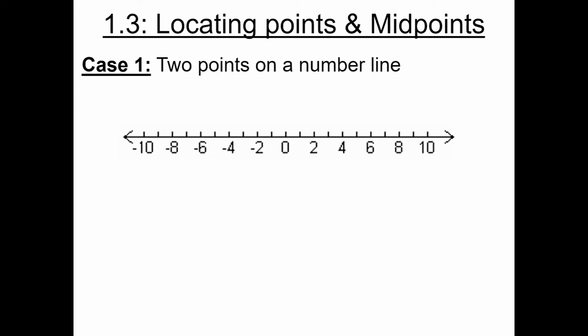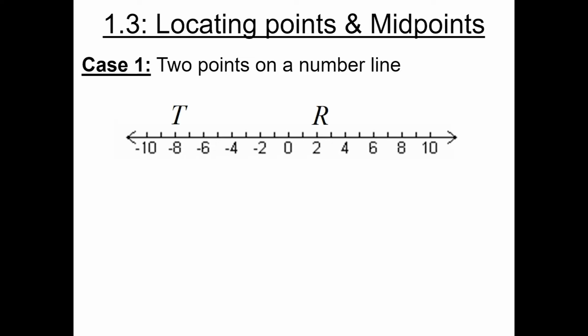Now, we want to be able to locate these midpoints, typically in the XY plane, but first we're going to start off with this first case that is on a number line. Suppose we have 2 points, T and R. T has coordinate -8, R has the coordinate 2. How in the world are we going to locate the midpoint if we think of TR as a line segment?